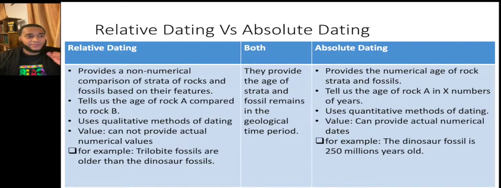So now, let's compare relative dating versus absolute dating. What we know about relative dating is that it provides a non-numerical comparison of strata based on its features.